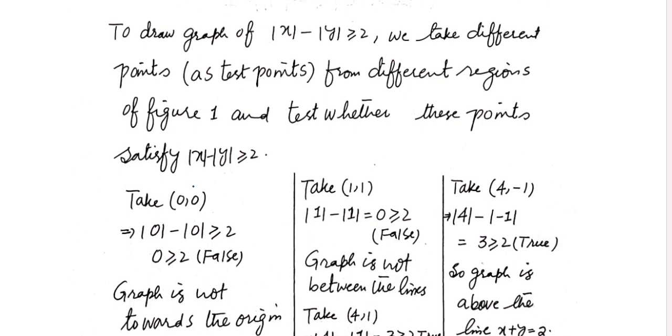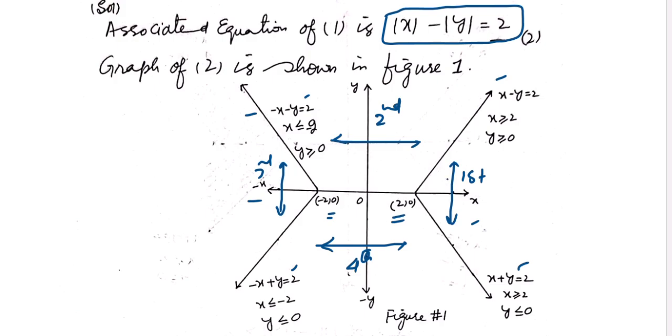Firstly, take the origin (0, 0) and check whether it satisfies or not. When you put x = 0 and y = 0 here, this becomes |0| − |0| ≥ 2, so 0 ≥ 2, which is false. So the graph is not towards the origin. It means the graph is not here, not here.